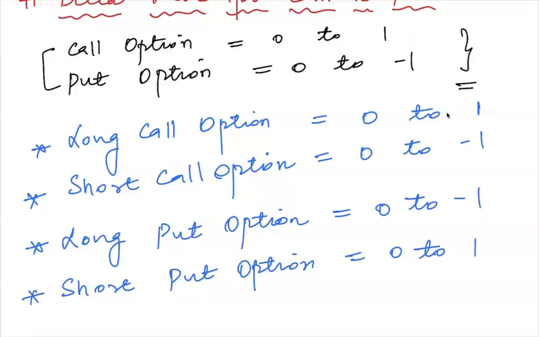Okay, so now let's see what it actually means. Let's take an example of call versus put. Delta for a call option.